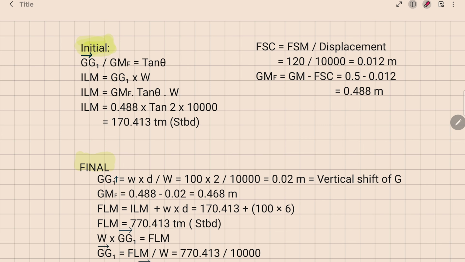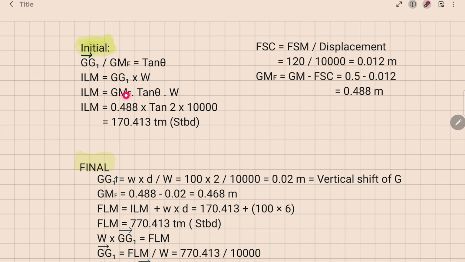Now we put the values for GM fluid. For that, you must find FSC. FSC, free surface correction, is free surface moment divided by displacement. FSM given in the question is 120, displacement is 10,000, and we get FSC 0.012 meters. So GM fluid will be GM solid minus FSC. So 0.5 minus 0.012, and we get 0.488 meters. This is GM fluid.